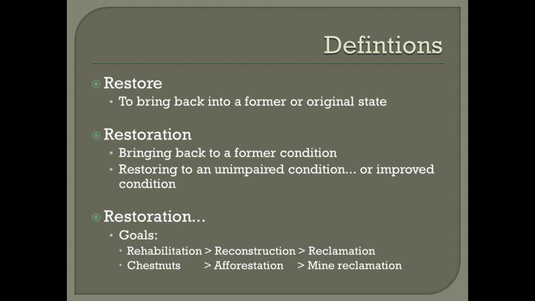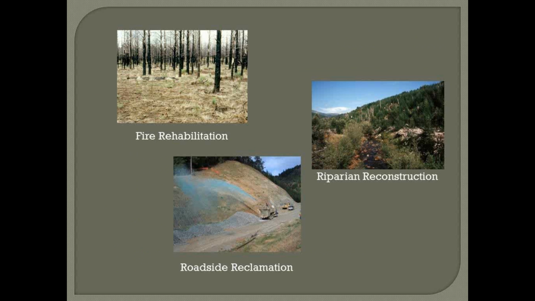And so some examples across that continuum, if we're thinking about rehabilitation, maybe that's reintroducing chestnut blight resistant trees back into our eastern forest. We already have healthy eastern forests, they're just missing their chestnuts, so if we put chestnut back in, we've rehabilitated them back. Reconstruction might be, we had forested land, it was converted to agriculture, and now we're putting it back into trees through afforestation. And then mine reclamation, where we're basically starting over from scratch. Just a few photos to illustrate that.